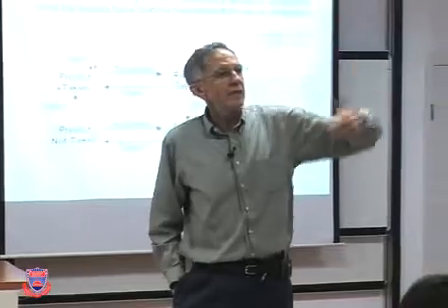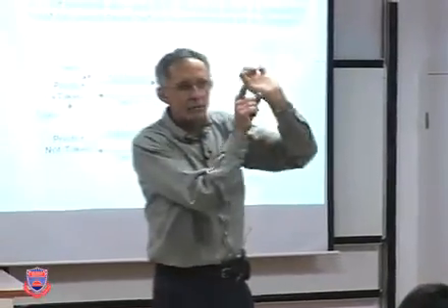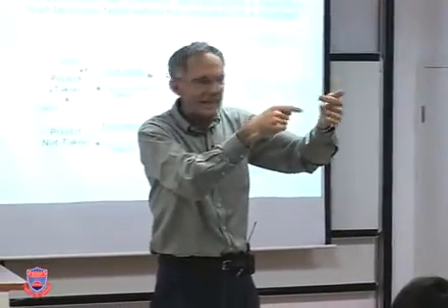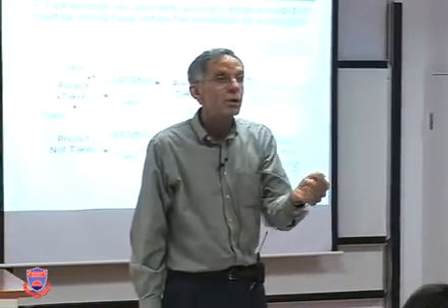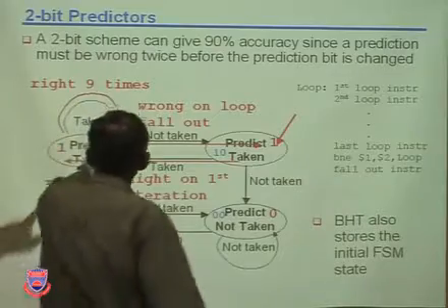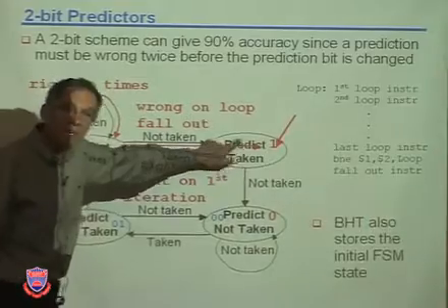Now, take the loop, take the loop, take the loop, take the loop. We all agree that after a while your predictor is going to line up with what's happening. And now finally it's time to check. It's your last iteration of the loop. What's going to happen? You were wrong. So that means you're going to move from here over to here. But you don't change your prediction.